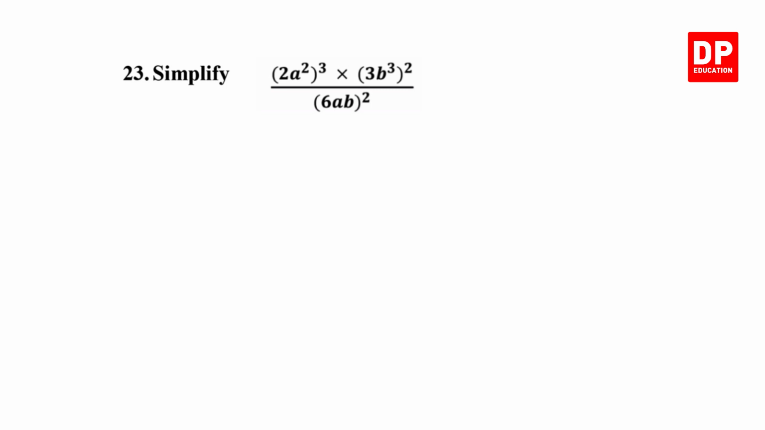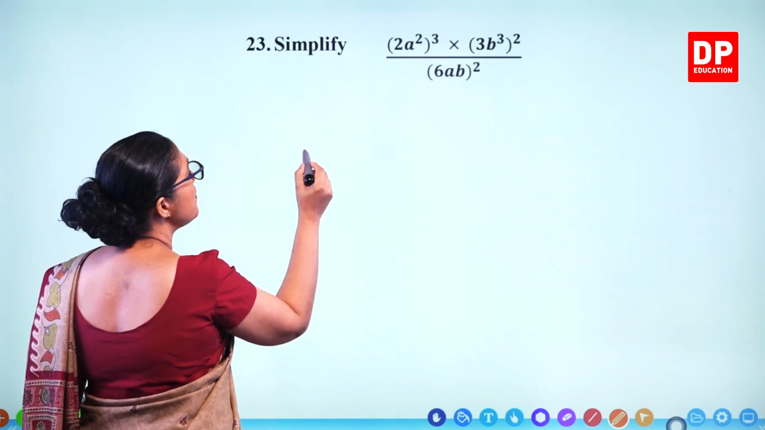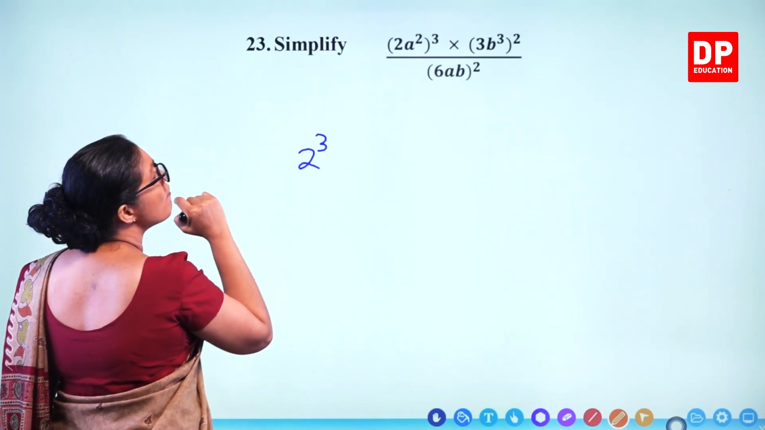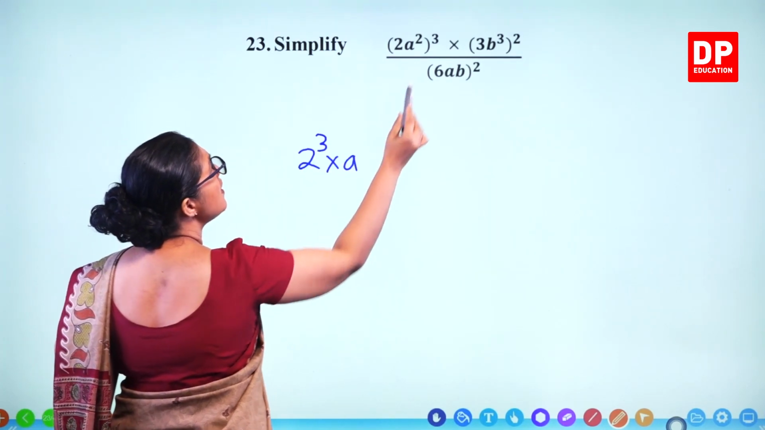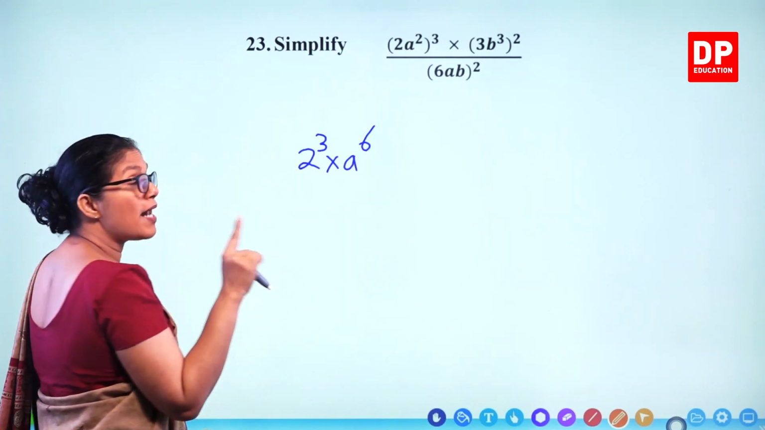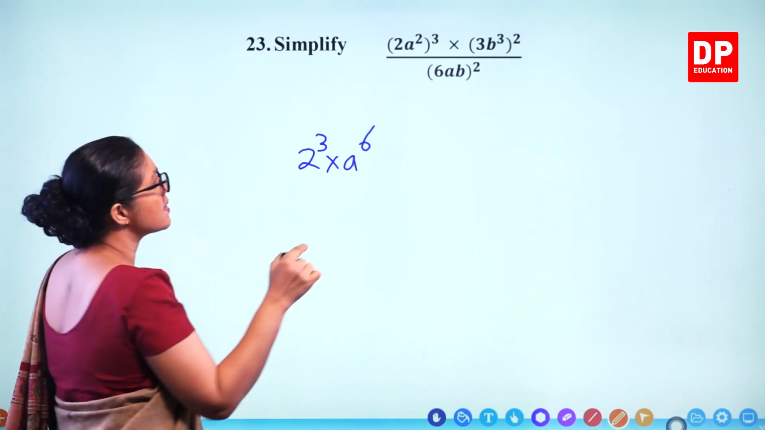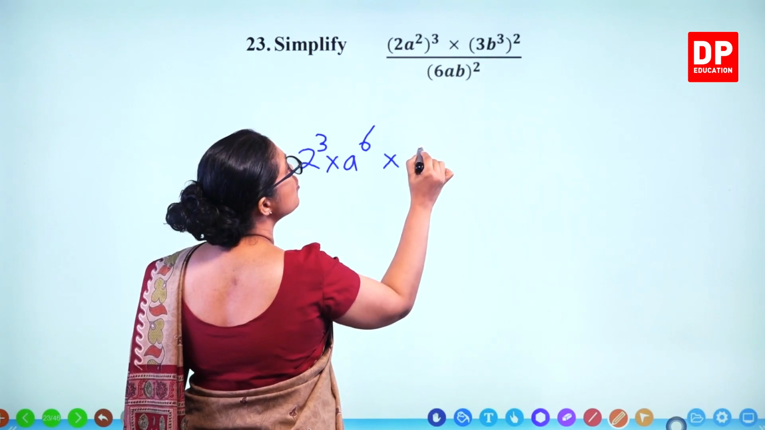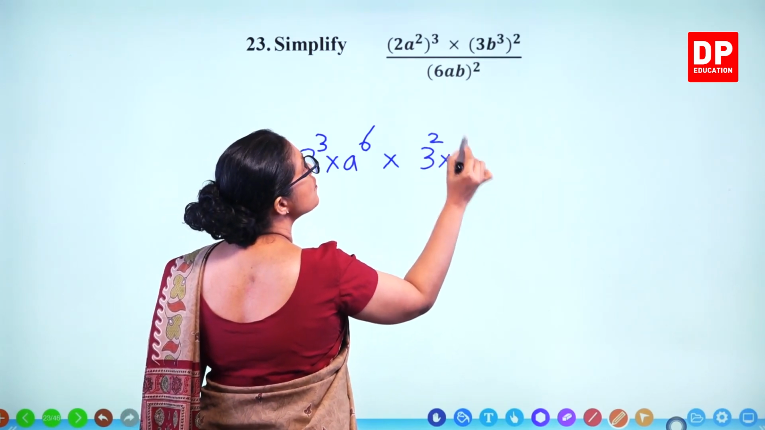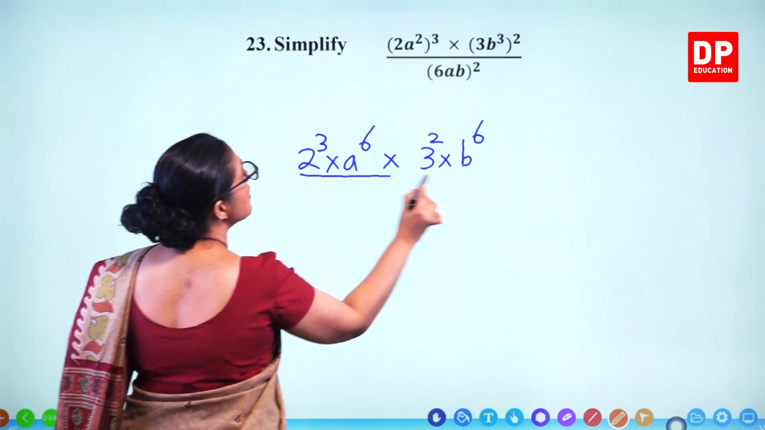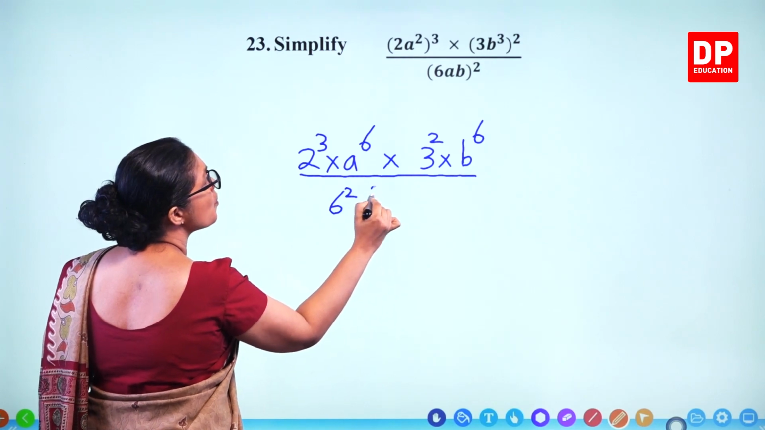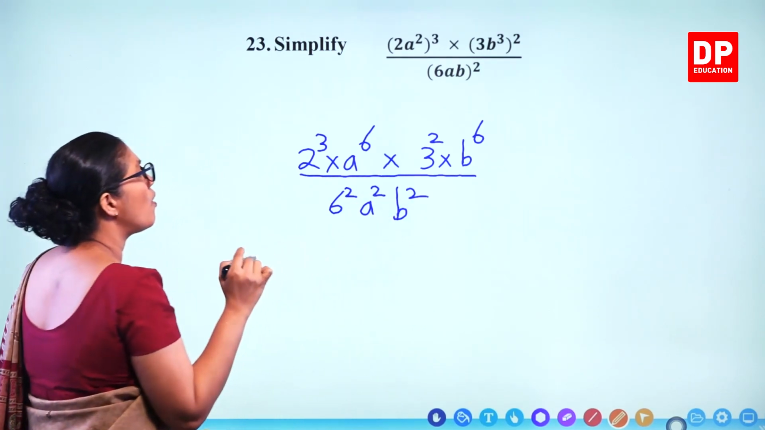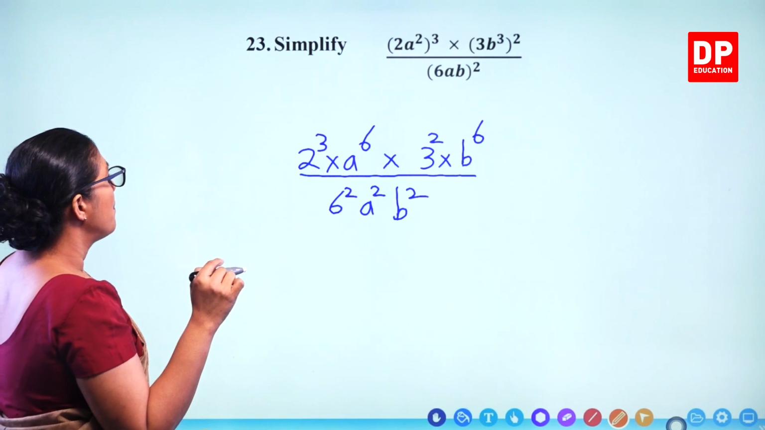Simplify. So we have to use laws of indices. There's a power outside. So that means you have to consider that power for all inside numbers. 2 to the power 3. A to the power 3 times 2, 6. You multiply the powers when there are brackets. Then 3 to the power 2 comes and B becomes 3 times 2, 6. What about the denominator? 6 squared. A squared, B squared. All square terms comes. Now simplify.